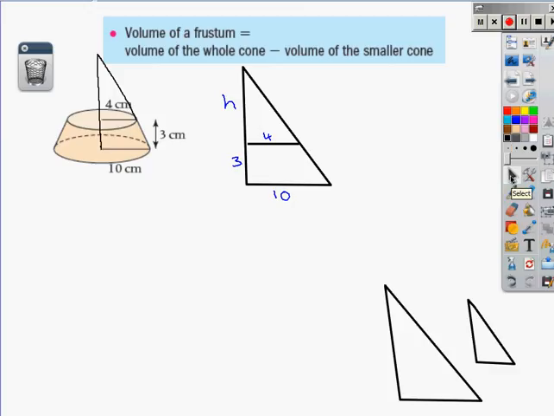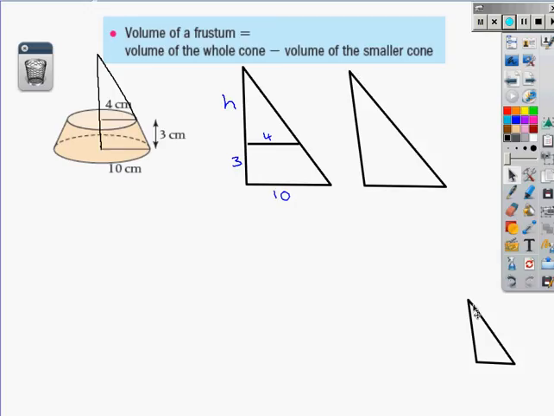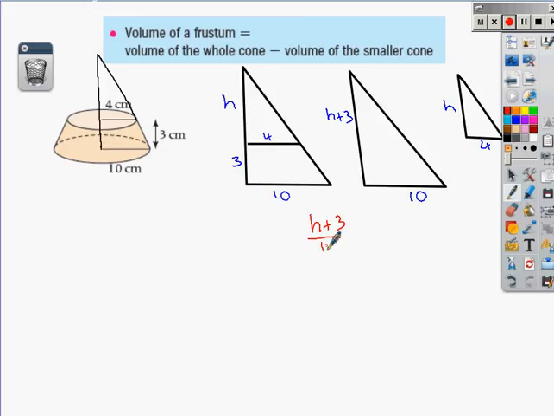Now with similar triangles, I always think it's easier to then split that into two other triangles. So there's my big triangle, they're not perfect, and there's my small triangle. And we know that this length here is 10. This length here must be h plus 3, and this length here is 4, and this length here must be h. So to find out h, using our theories of similar triangles, we know that h plus 3 divided by 10 must be equal to h divided by 4, because they've been enlarged by exactly the same proportion.